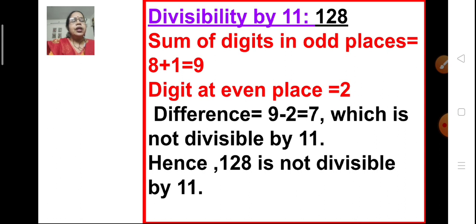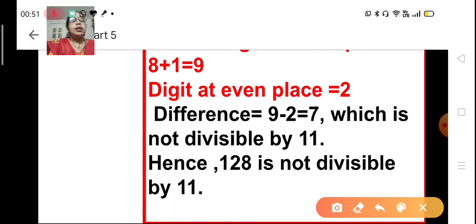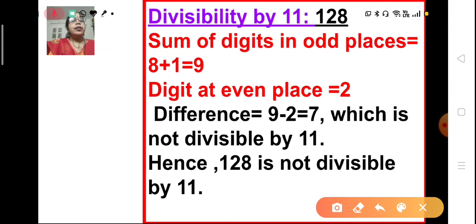So let's check here the digits in odd places. What are the digits in odd places? These are 8 and 1, isn't it? So their sum 8 plus 1 is 9. And what is the digit in even place? It is 2. Alright. So the digit at even place is 2.